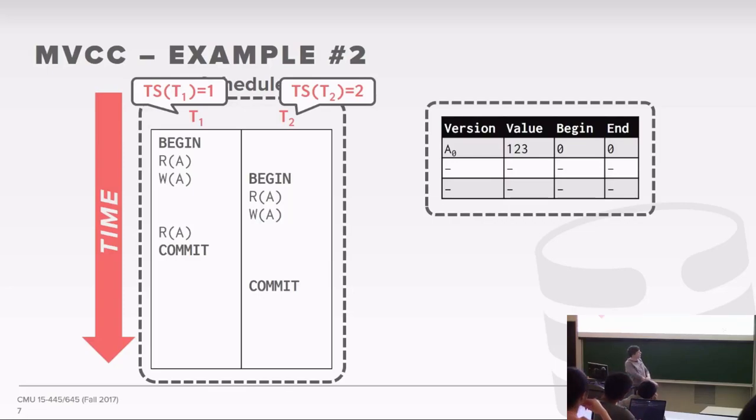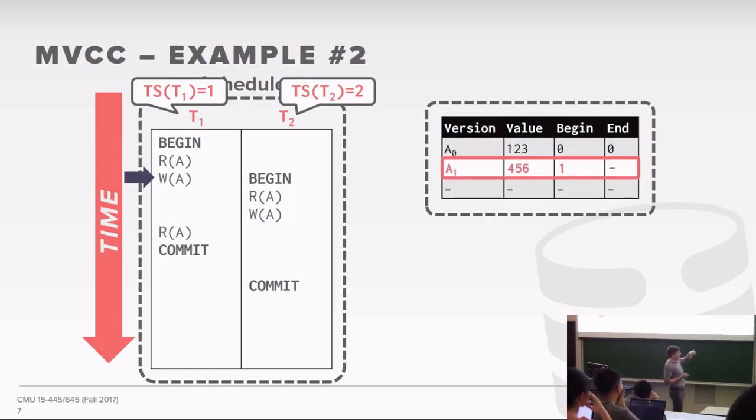All right, so let's get another example. Same thing: transaction T1 gets 1, transaction T2 gets 2. T1 wants to do a read on A, a write on A, and then a read on A. Transaction T2 wants to do a read on A, and then a write on A. Again, we start with transaction T1. It wants to read A, so it reads that first version up there. Then it does a write on A, and we're going to create a new version.